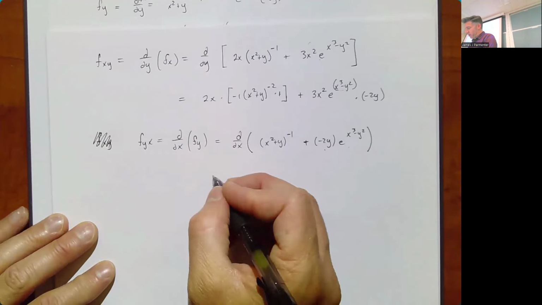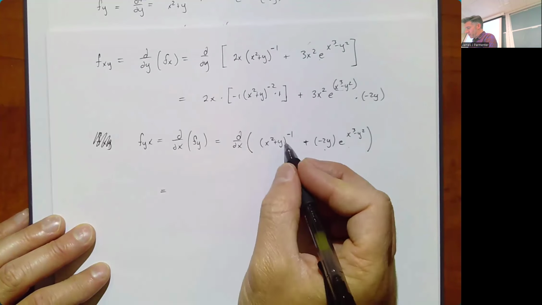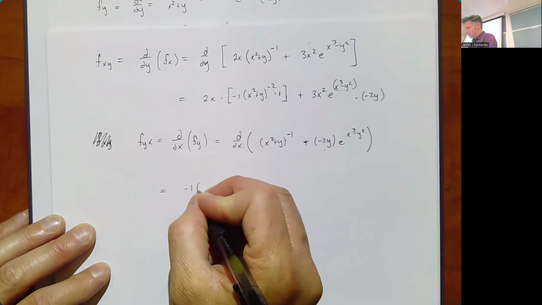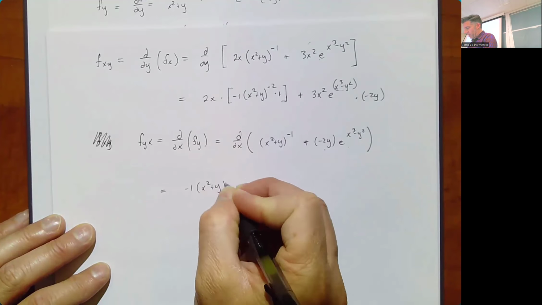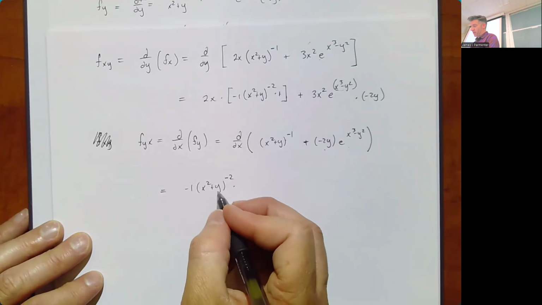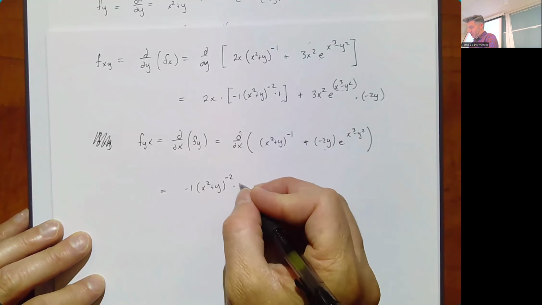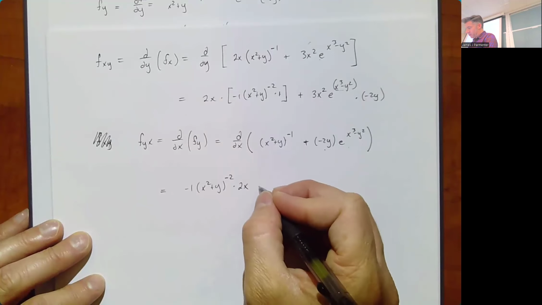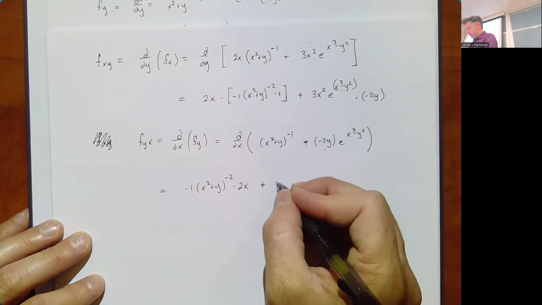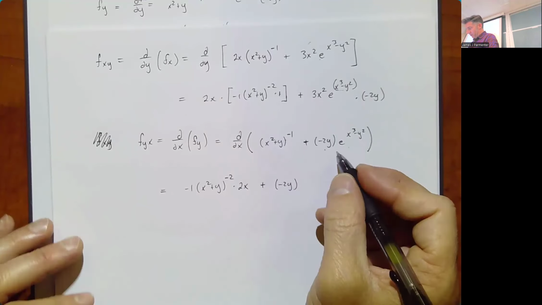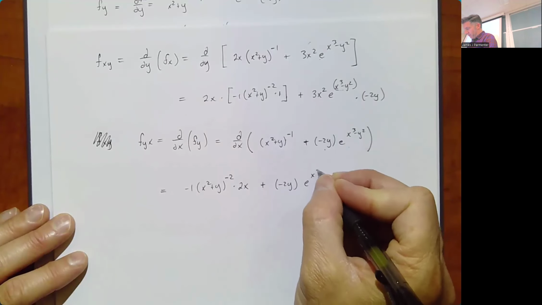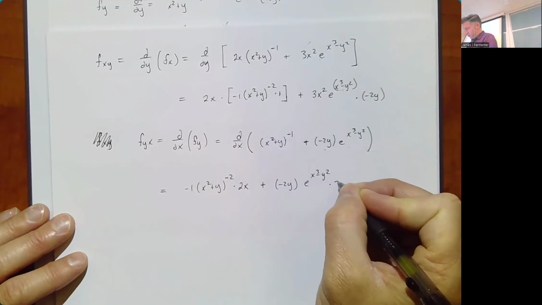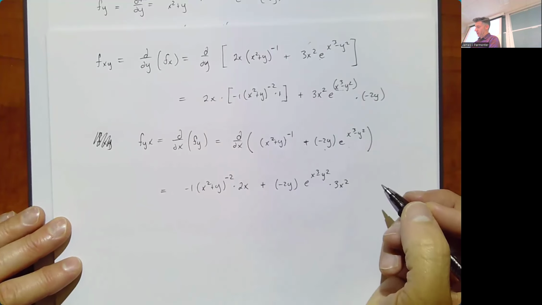So now taking the derivative of all this with respect to x, we're going to get negative 1 times our stuff, the negative second times the derivative of the insides with respect to x. So that's a 2x plus our negative 2y hangs out, and the derivative of e to the stuff is e to the stuff times the derivative of the stuff, which is just 3x squared.